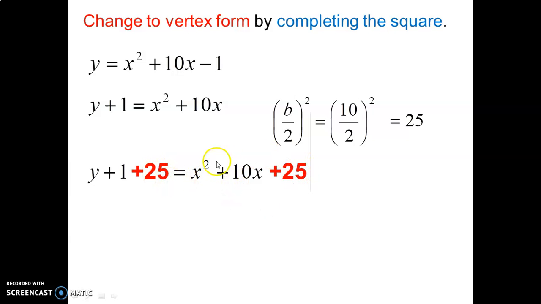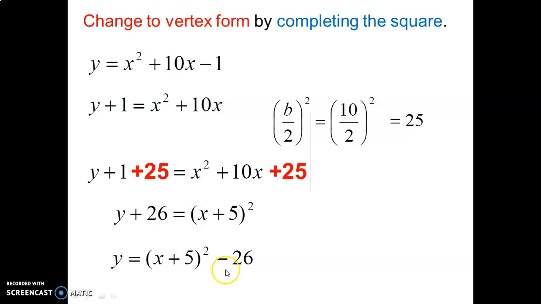And by adding 25 here, we've created a perfect square. So this formula will always produce the number we need for a perfect square. This now factors into x plus 5 squared. Over here we had 26. Now move the 26 over and we have vertex form. Standard form changed to vertex form.